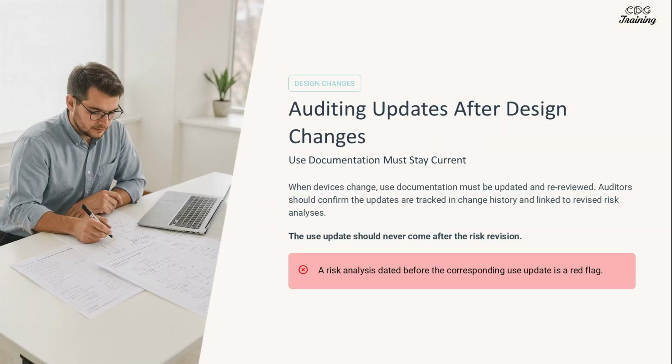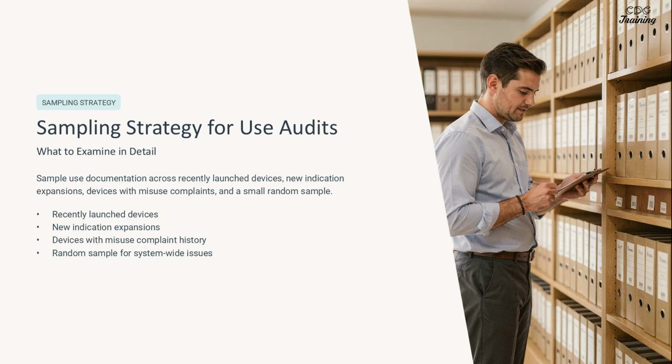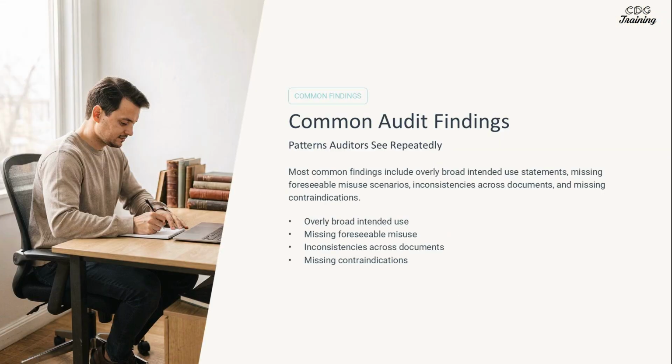Used documentation must be updated and re-reviewed when designs change. Auditors should confirm updates are tracked in change history and linked to revised risk analyses. Sample use documentation across various devices and scenarios, focusing on recently launched devices, new indications, and devices with known issues. Auditors often find overly broad intended use statements, missing foreseeable misuse scenarios, inconsistencies across documents, and missing contraindications.